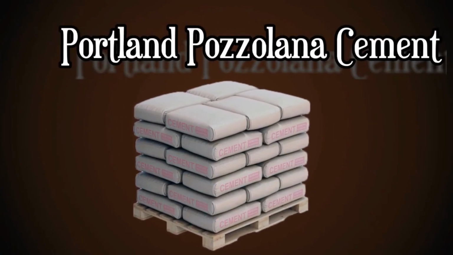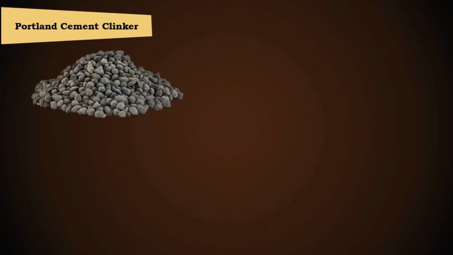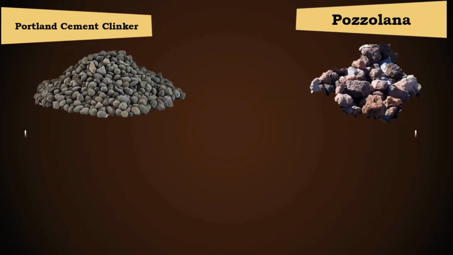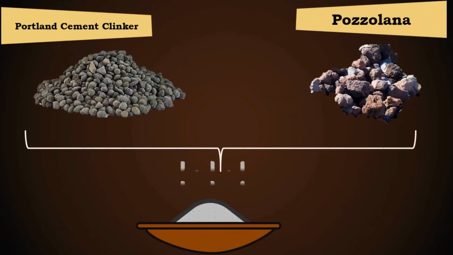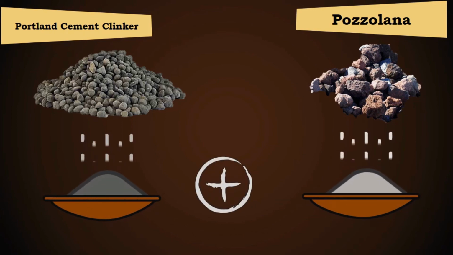Portland Pozzolana cement. Portland Pozzolana is manufactured by grinding Portland cement clinker and pozzolana, or by uniformly blending Portland cement and fine pozzolana and mixing them together.